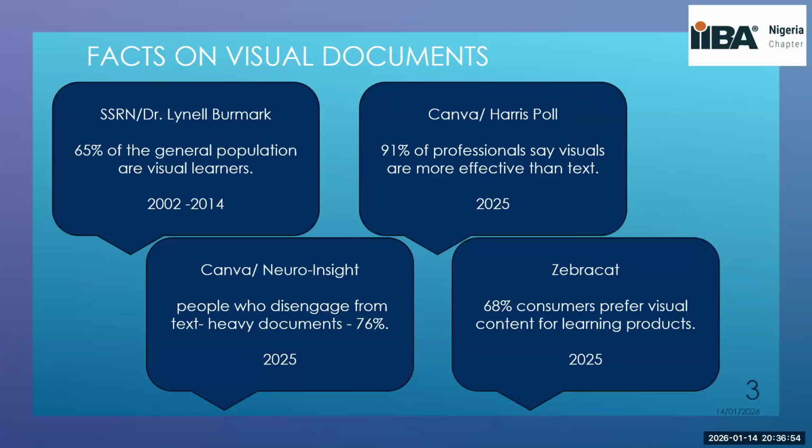And also, Neuro Insights and Canva say people who disengage from text-heavy documents were 76%. That's a huge amount. That was conducted in 2025 also. And ZebraCat says 68% of customers prefer visual content for learning about products. This was also conducted in 2025. In a nutshell, a larger percentage of the population prefers visual documentation compared to text.